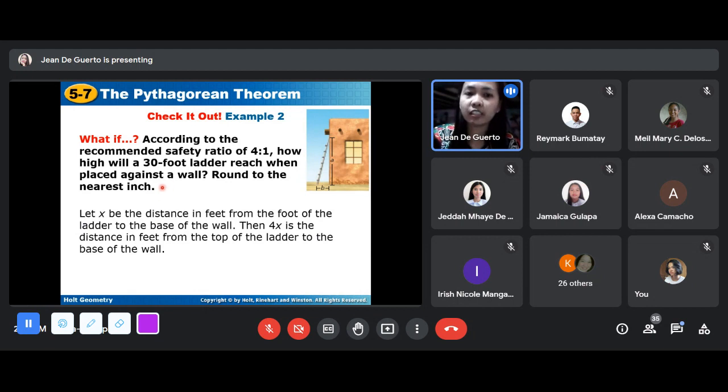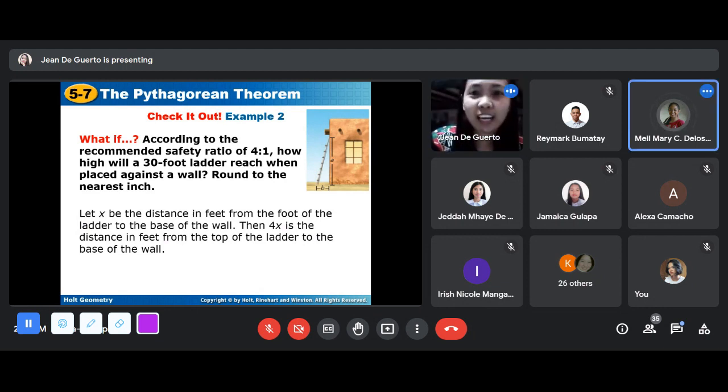So naturally, yung answer natin dito, kailangan nating i-convert sa inches, yung final answer. Kasi sabi dito, round to the nearest inch. And how many inches are there in 1 foot? Ilang inches meron sa isang foot? We have 12 po. We have 12.